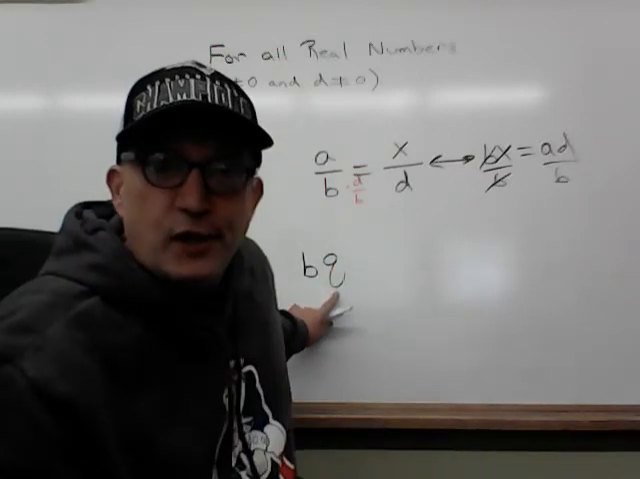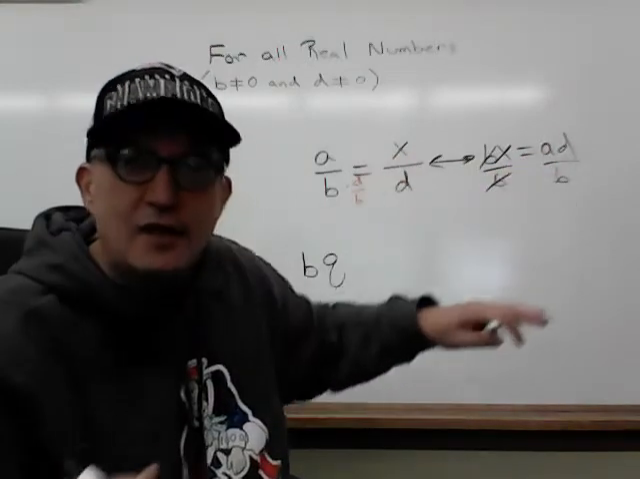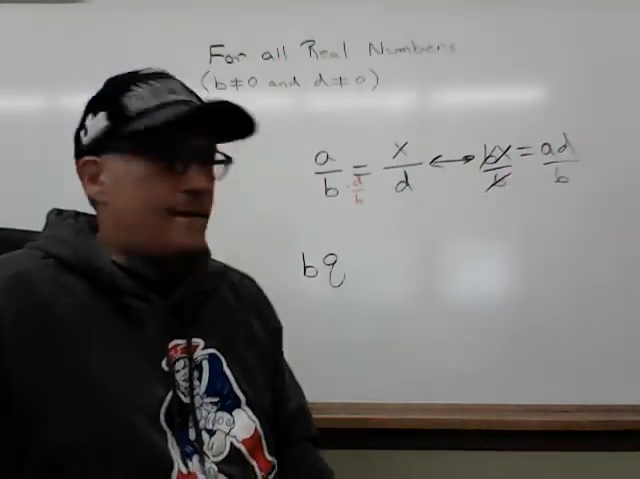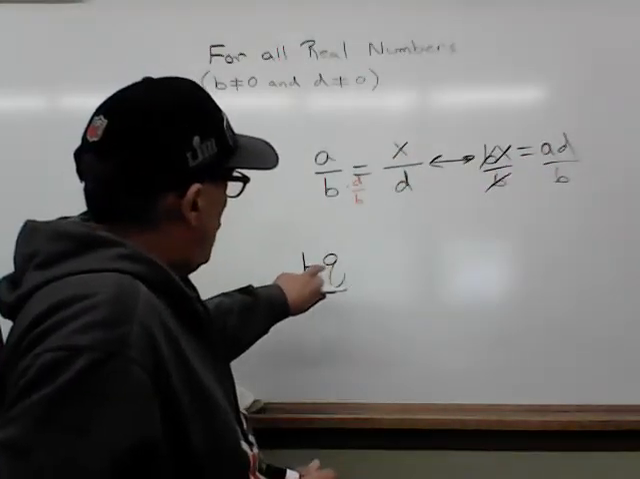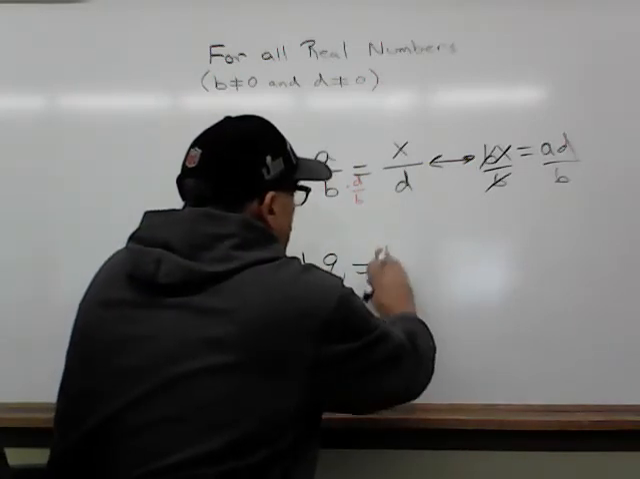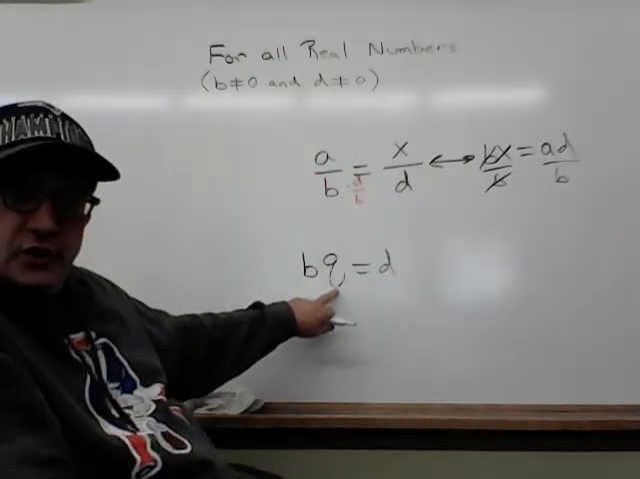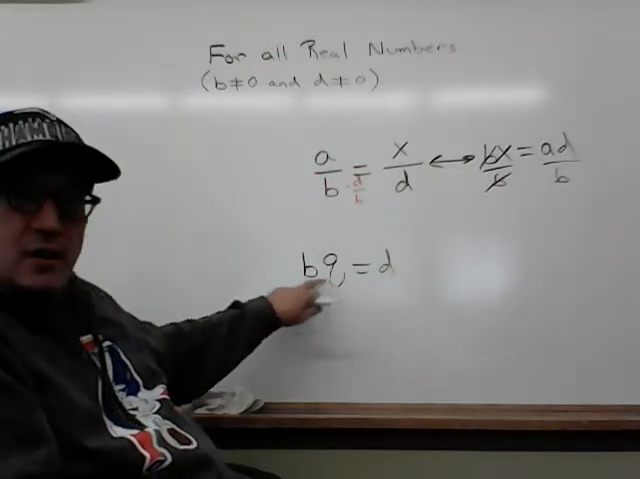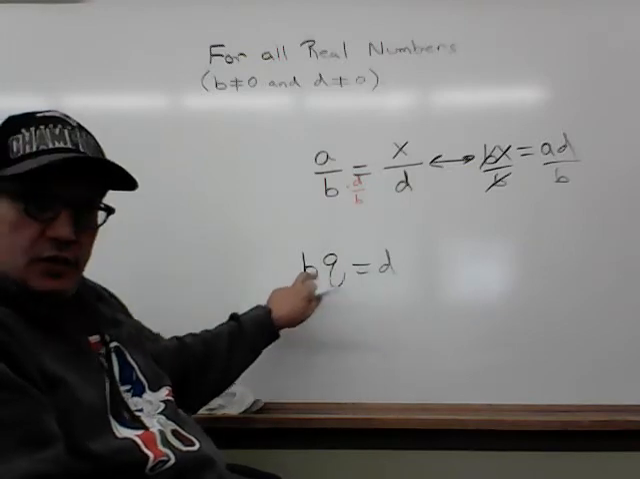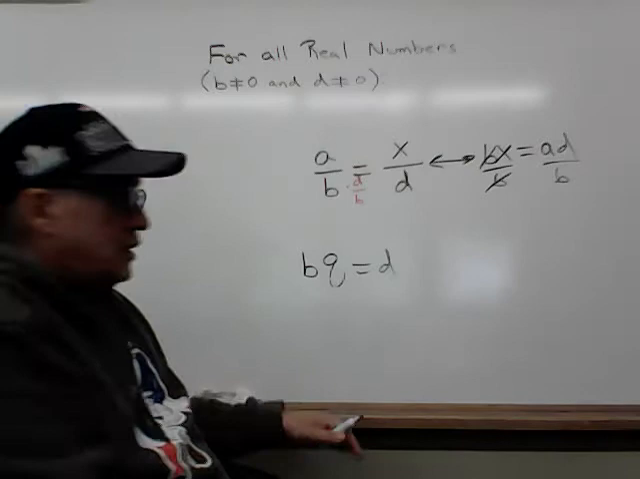Let me use the letter Q. I'm kind of running out of letters. You know, I got an X, A, B, C. So let me use Q. All right? Q is an unknown. The question is, what this equation says, Q is the unknown. What do we multiply B by to get D? Well, it's Q. B times Q is D, according to this equation. But what is the Q?